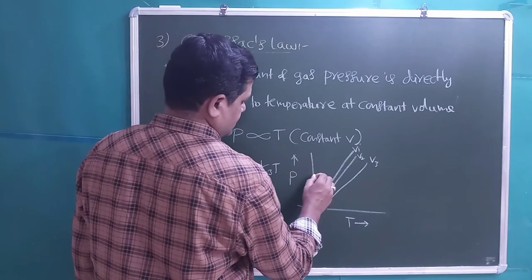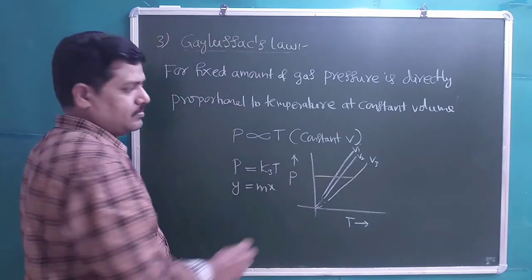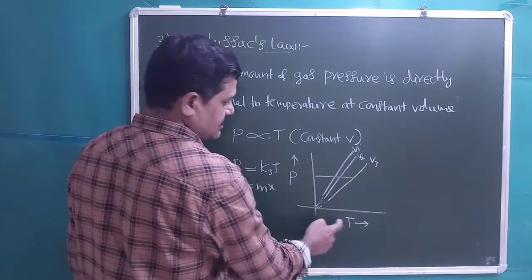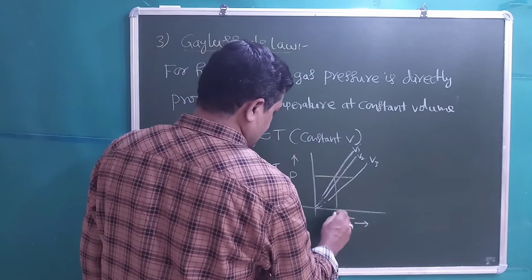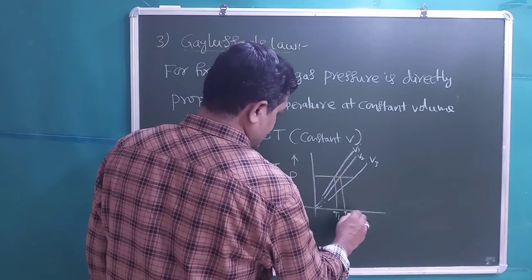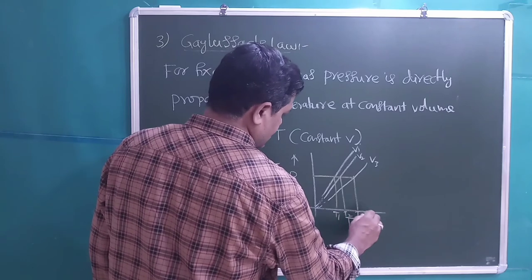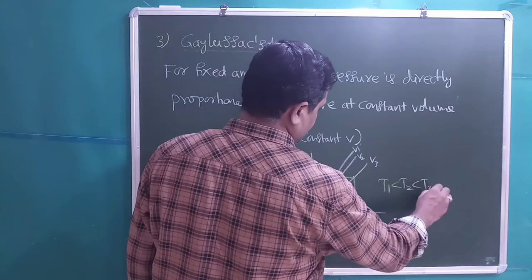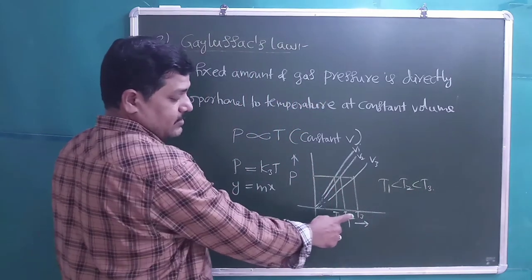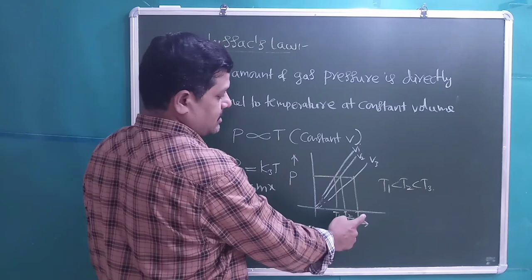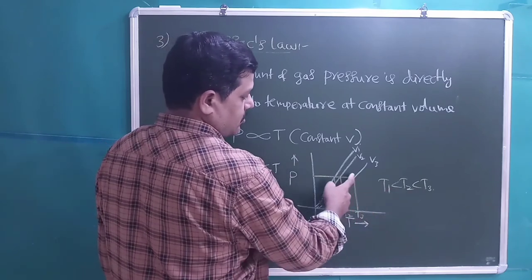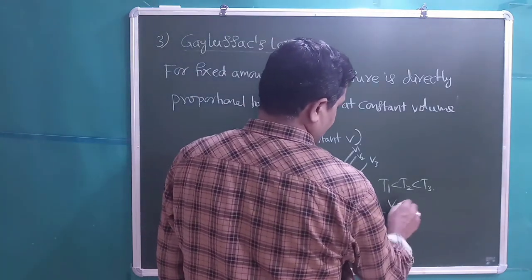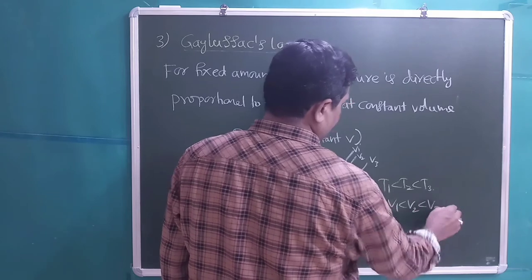First, keep the pressure as a constant by drawing a line which cuts the three lines and is parallel to the x-axis. Then the corresponding temperatures are T1, T2, and T3. Here it is very clear that T1 is lesser than T2, which is lesser than T3. So as the temperature is more, at constant pressure the volume will be more. Then V1 is lesser than V2, which is lesser than V3.